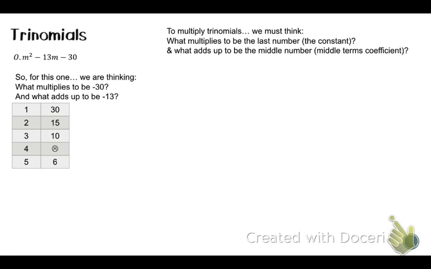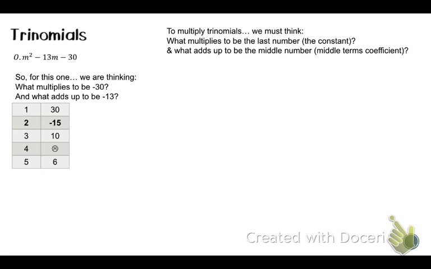Now, do any of these add up to be 13? Well, there's 2 of them that do. Because I could do 15 minus 2, and that's 13. And 3 plus 10, that's 13. But it needs to be a negative 13, and it needs to be a negative 30. Well, which one's going to give me that? So to get a negative 13 with 3 and 10, I would have to do negative 3 minus 10, which would give me negative 13. But if I do negative 3 times negative 10, that's going to give me a positive 30. So that doesn't work. So it has to be the 2 and the 15.